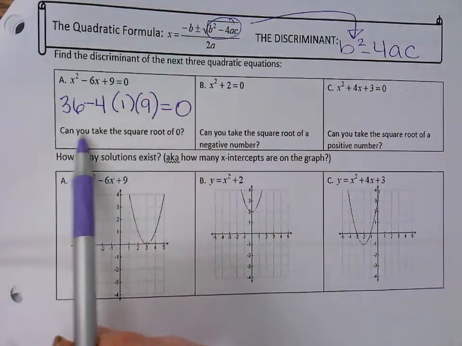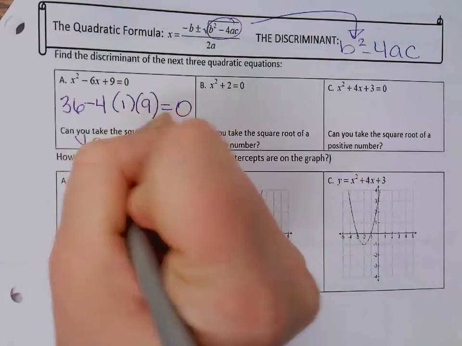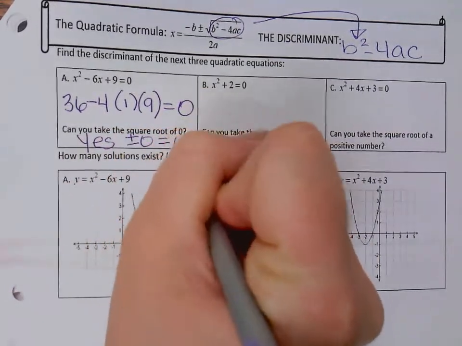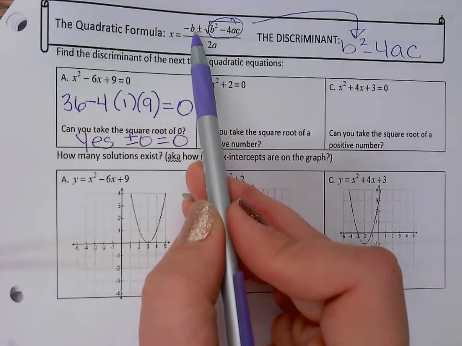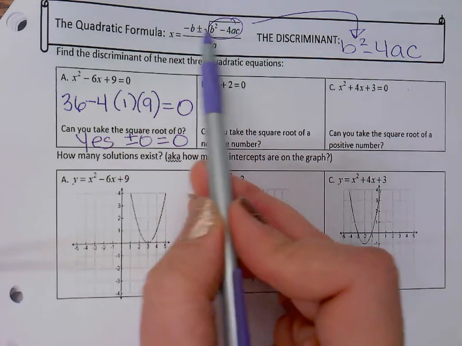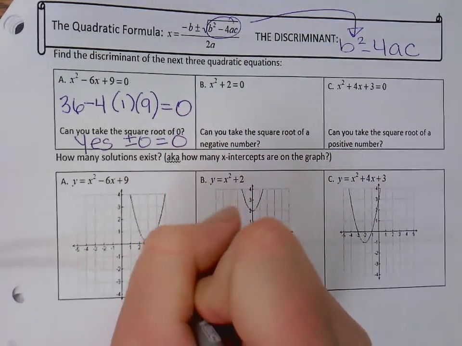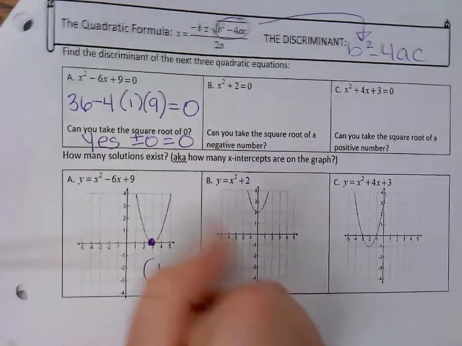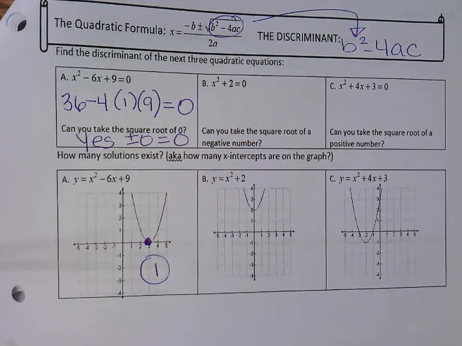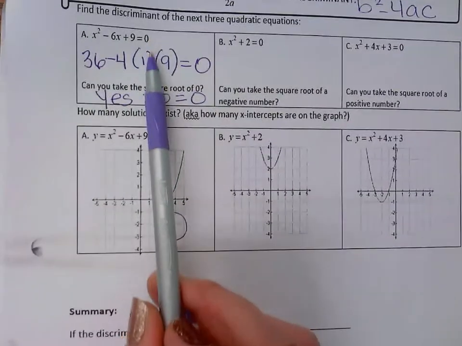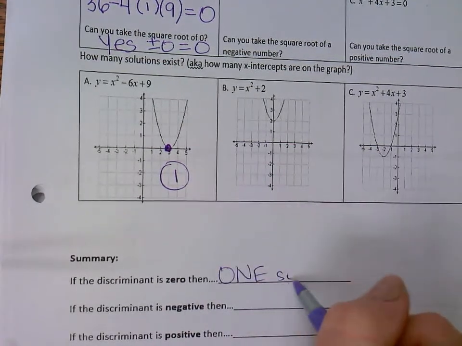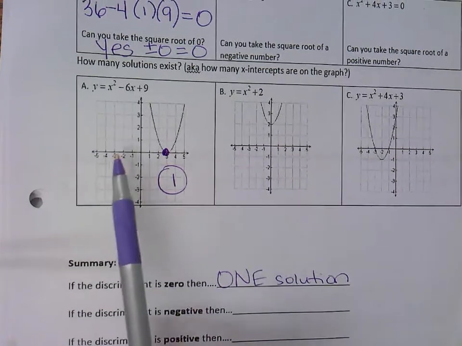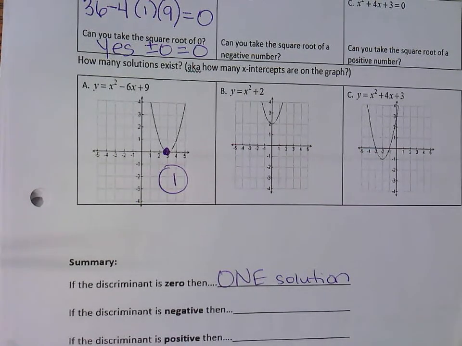It says, can you take the square root of 0? Yes. But plus or minus 0 is still 0. Because in the quadratic formula, see how it's plus or minus? Well, if you add or subtract 0, you get the same answer. So that's why on the graph, there's only 1 x-intercept. Down below, I'm following this column down: if the discriminant is 0, there will only be 1 solution. So that's a special case. If you take the square root of 0, you just get 0. So there's only 1 solution that's going to show up on your graph.